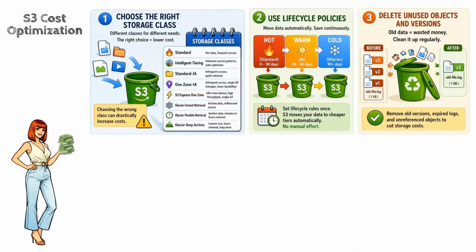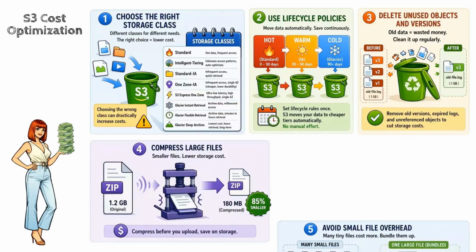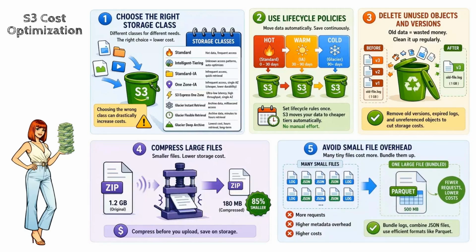Third, delete unused objects and versions, just like data archival in RDS. Old files pile up quickly and keep adding to your bill. Clean them up regularly to boost your savings. Fourth, compress large files. Smaller files mean less storage, which directly means more savings. And finally, avoid small file overhead. Millions of tiny files increase request and metadata costs. Instead, bundle them into larger files whenever possible to have even larger savings over time. Simple optimizations, big savings.